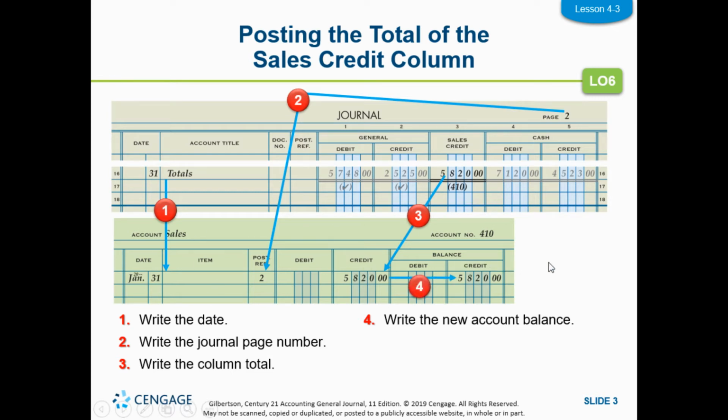All right. Step 4. Well, there's step 4. Write the new account balance. I already said that. Step 5. Return to the journal here and write the account number, which is 410, in the bottom column underneath sales credit special column. Okay. 5-step process.